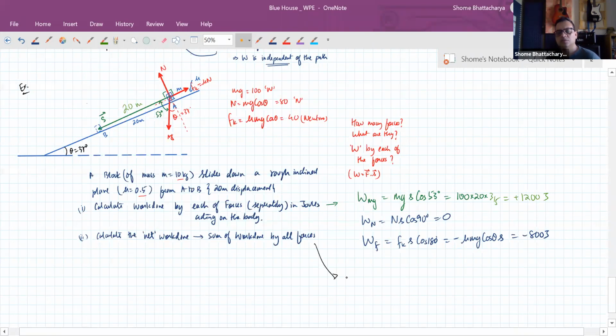So now the net work done is the work done by gravitational force plus work done by normal reaction force plus work done by friction. The order in which we write doesn't matter. So it's 400 joules. The net work done is positive 400 joules.